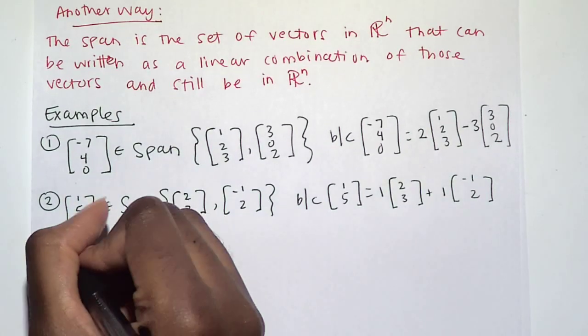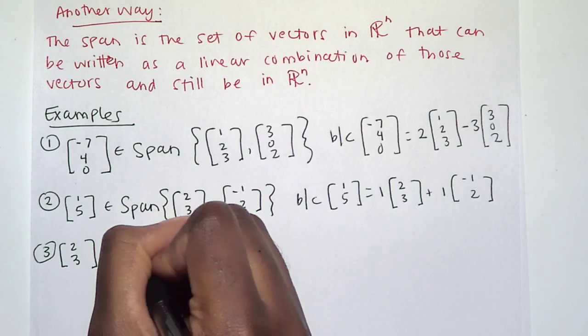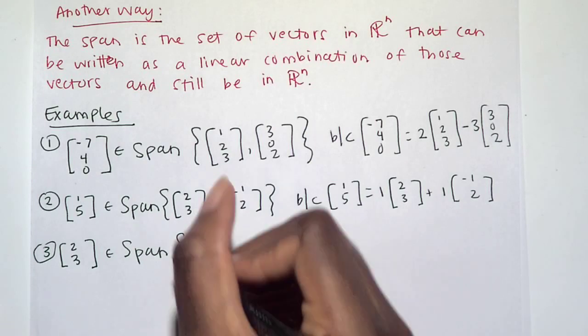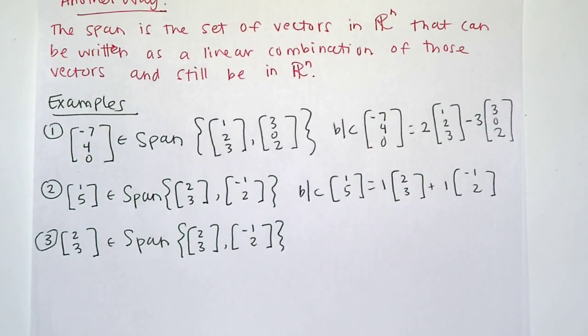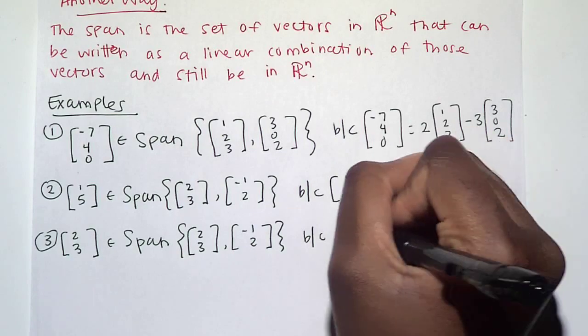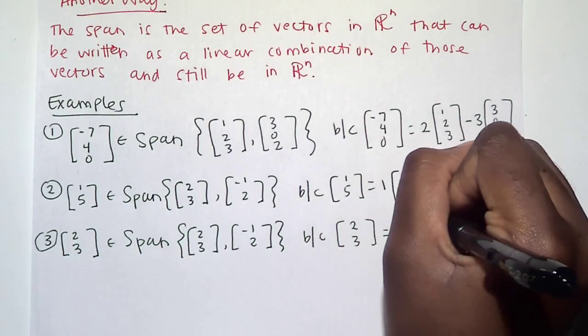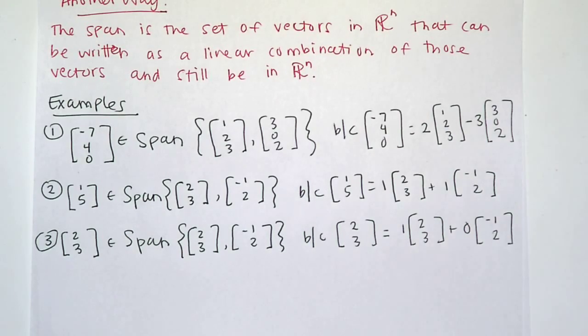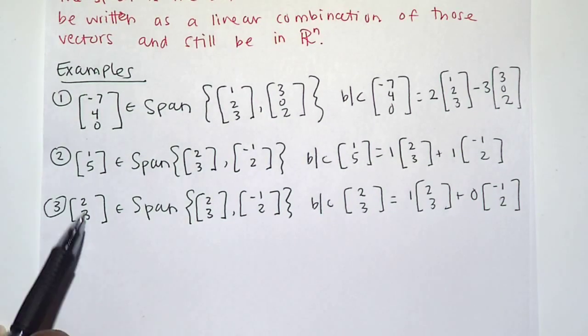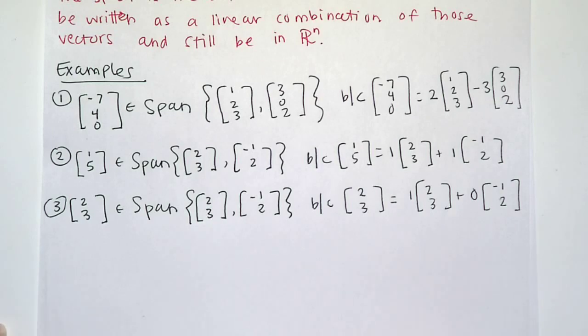Let's look at another example. 2, 3. All right, so I'm saying it's in the span of 2, 3, negative 1, 2. All right, so notice one of the vectors, 2, 3, that I'm saying is in the span of this set is also 2, 3. Of course, 2, 3 is going to be in the span of itself. Of course, you can write 2, 3 as a linear combination of itself, but what about this piece? Well, we can multiply by 0. That's fine. Okay, so we can write 2, 3 as 1 times 2, 3 plus 0 times negative 1, 2. All right, and notice these two vectors are in the same spanning set, and that is okay too.